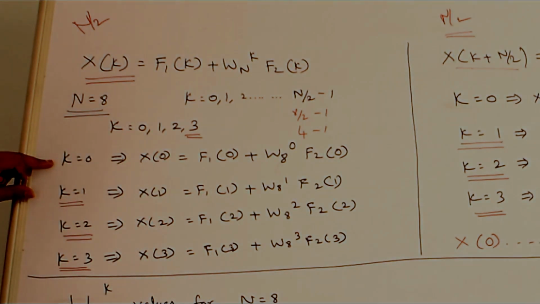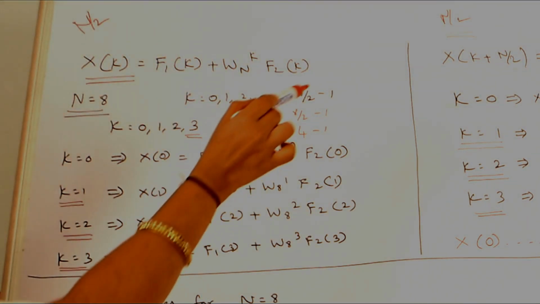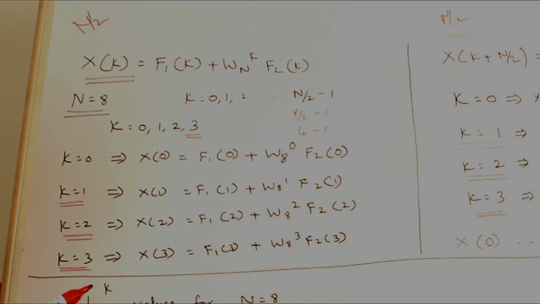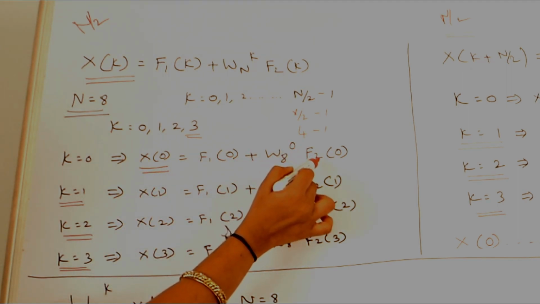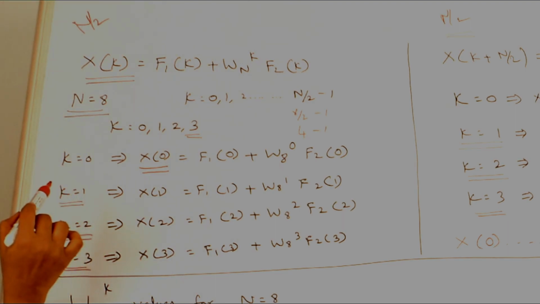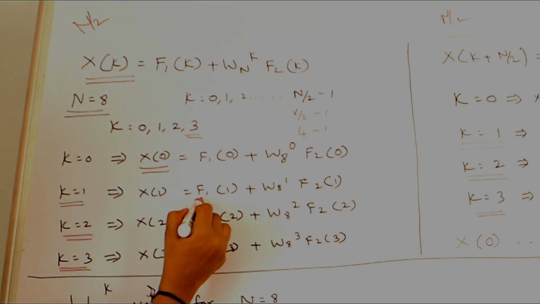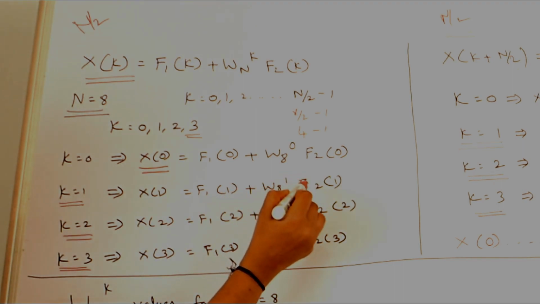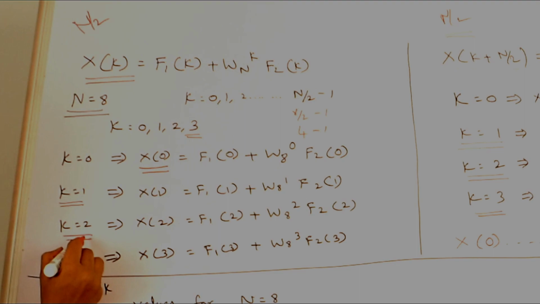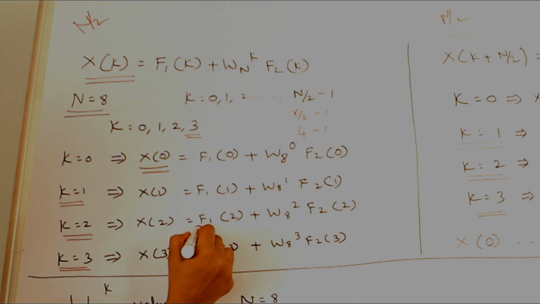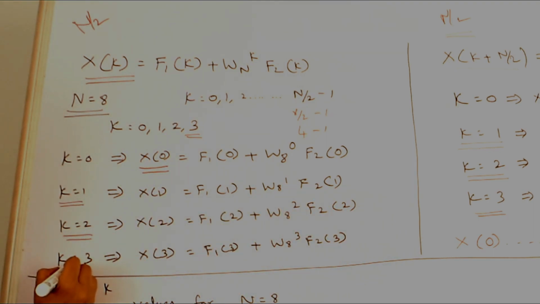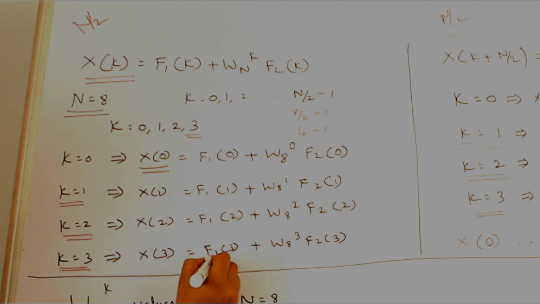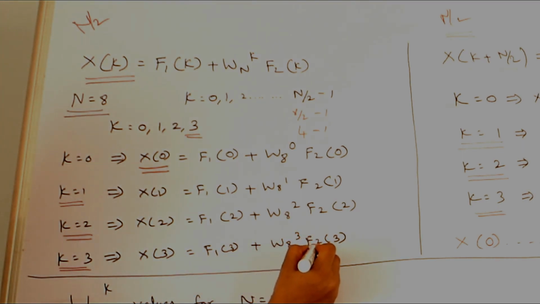Now you just substitute k values in this equation and also in that equation to see what happens in the flow graph. So when you substitute k equal to 0, you will get x of 0 equal to f1 of 0 plus W8 power 0, f2 of 0. When you substitute k is equal to 1, you will get x of 1 which is equal to f1 of 1 plus W8 power 1, f2 of 1. When you substitute k is equal to 2, you will get x of 2 which is equal to f1 of 2 plus W8 power 2 into f2 of 2. When you substitute k is equal to 3, you will get x of 3 which is equal to f1 of 3 plus W8 power 3 f2 of 3.